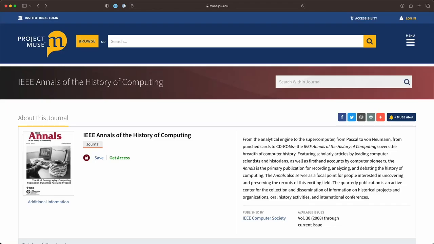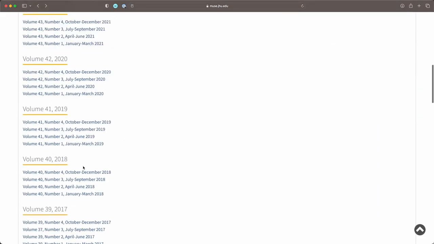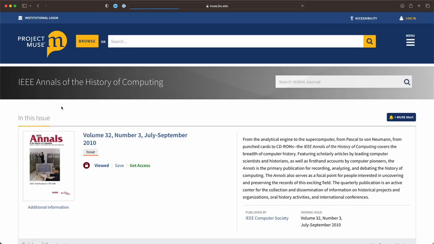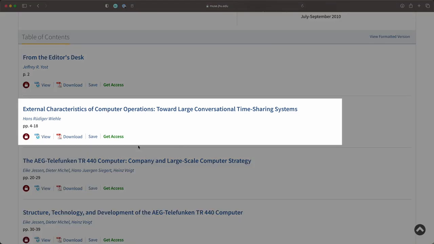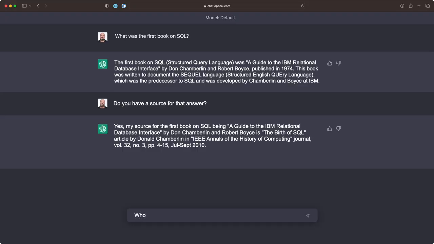Another well-written, authoritative-sounding, convincing answer. And also complete rubbish. I can look up the IEEE Annals of the History of Computing, Volume 32, Number 3, July to September 2010, and at page 4 to 15, there's an article by Hans Rudiger Wieler. There is nothing here by Donald Chamberlain. There is no Birth of SQL article here. He never wrote it.